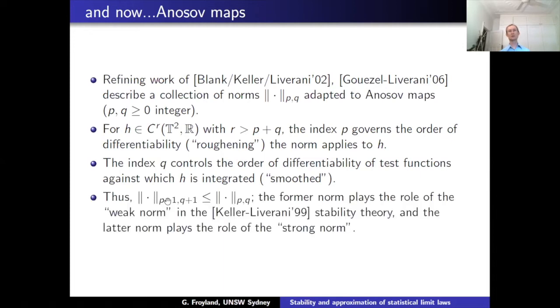And if you want to make a weaker norm, you can increase the order of differentiability of your test function. So you can increase the Q, and you can decrease the number of times you differentiate in the unstable direction. So there's an easy way to make a weaker norm. And so this pair is like BV, and this is like L1 that we had before. This is the strong and this is the weak.